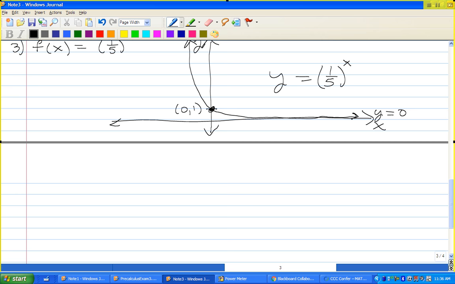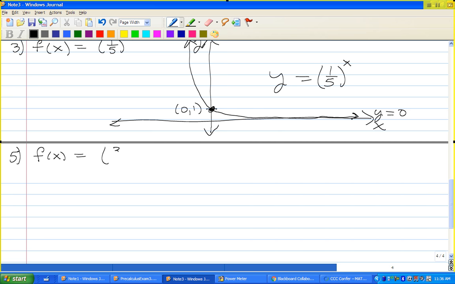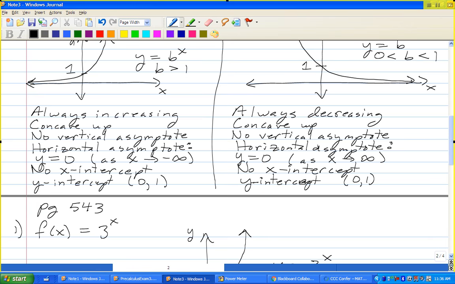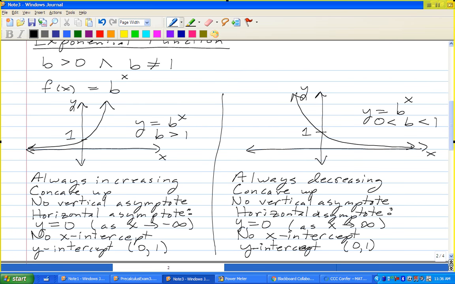Let me do problem number 5. f of x equals (3/5) to the x. Well, again, the base is less than 1, and so the graph will look something like this.